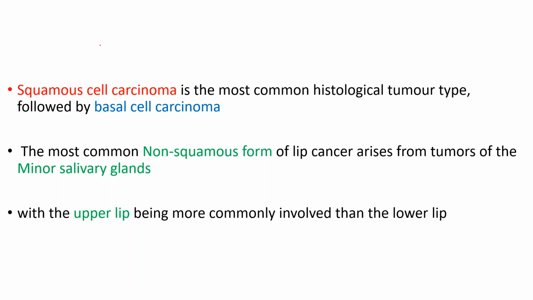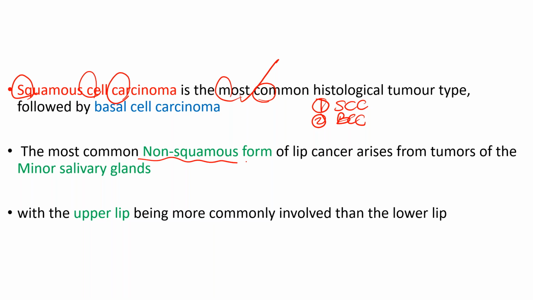Squamous cell carcinoma is the most common histological type, number 1. Next is basal cell carcinoma, number 2. If you take the non-squamous, I told you upper aerodigestive tract tumors are more commonly squamous cell carcinomas only. The most common non-squamous form of lip carcinoma is from the minor salivary glands.